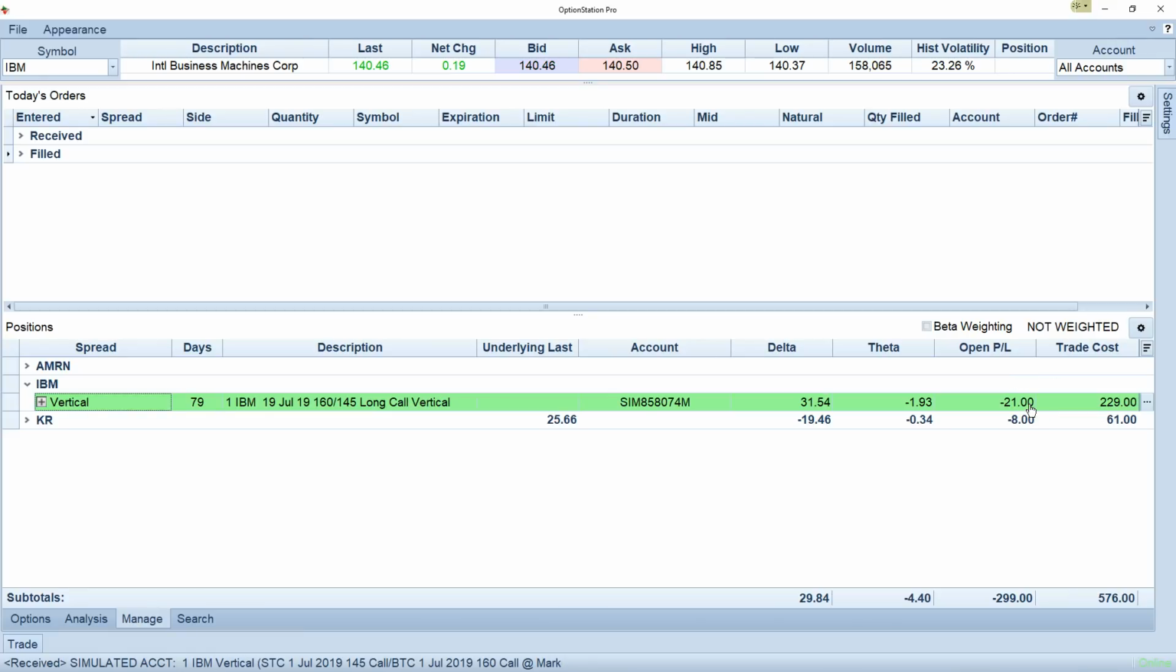Now I can look at this and you can see that, as we speak, the real-time P&L of this trade is negative 21, and the cost of the trade, as I did the math earlier manually, was 229. So you can see it here, super simple. For all the trades that you got in your portfolio, you would have it here.